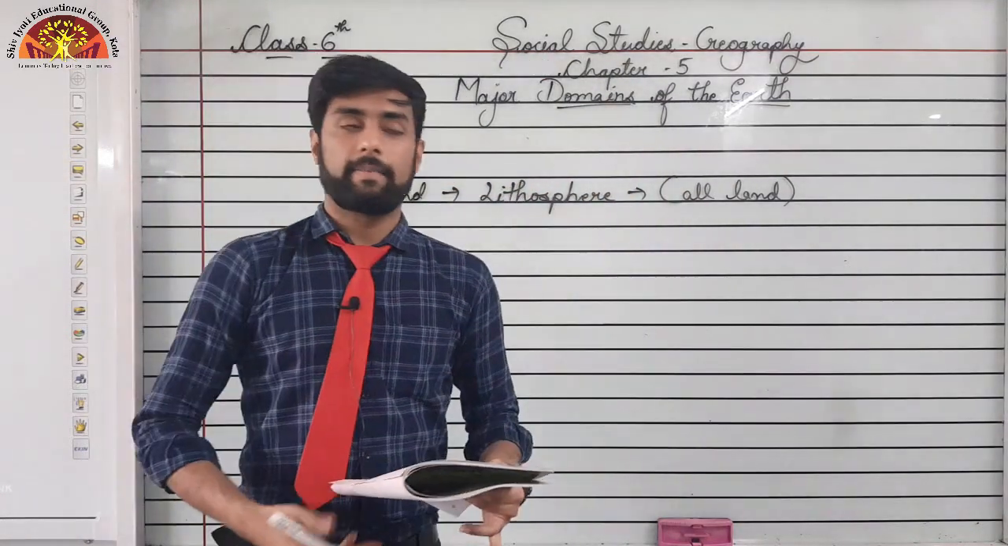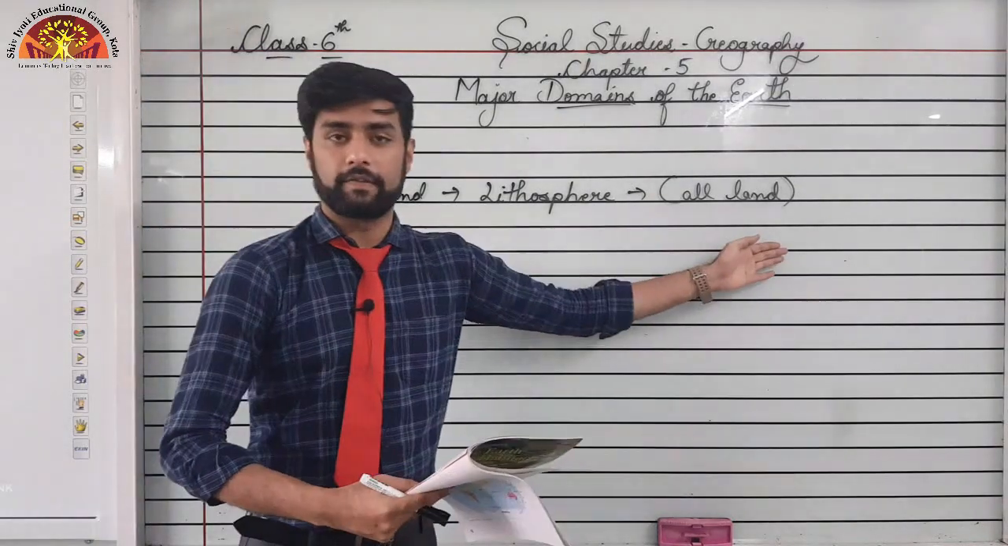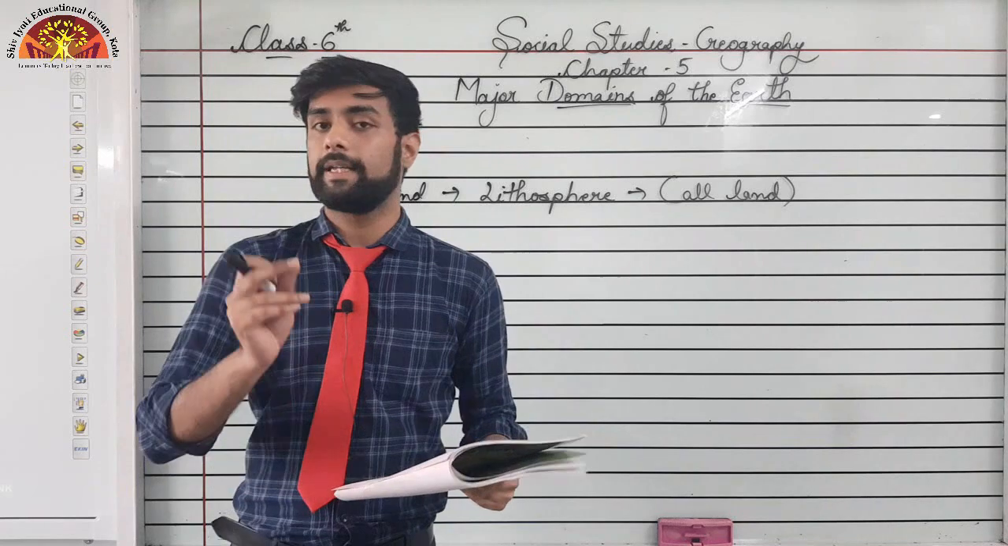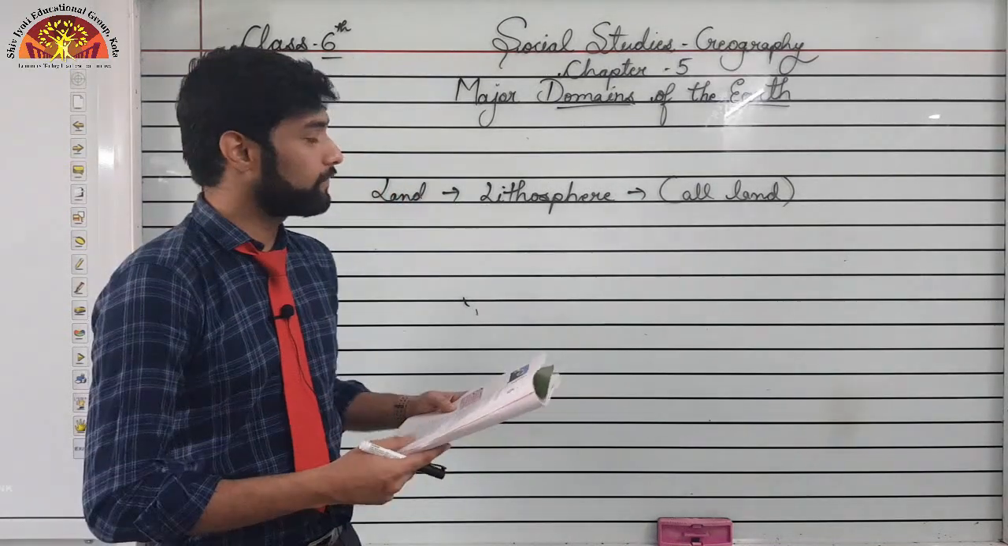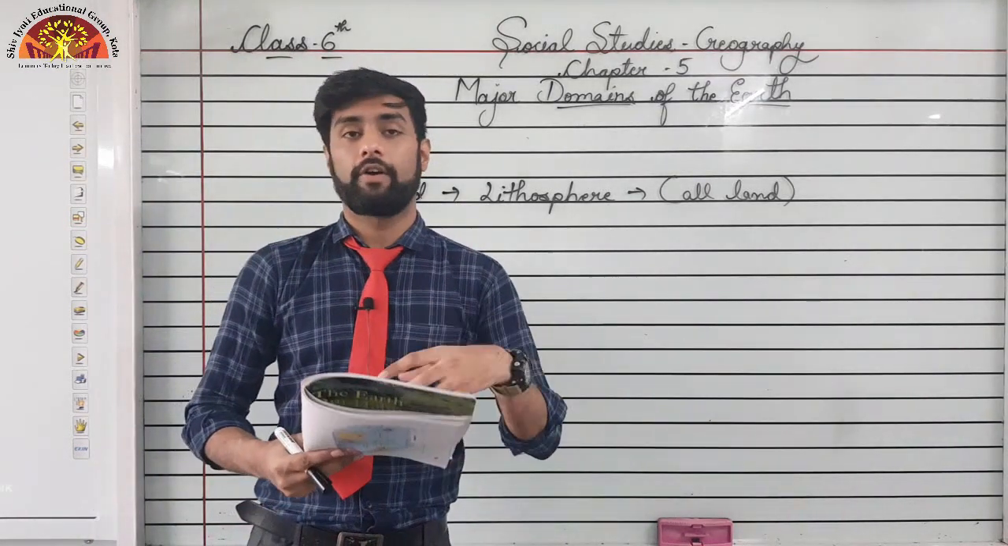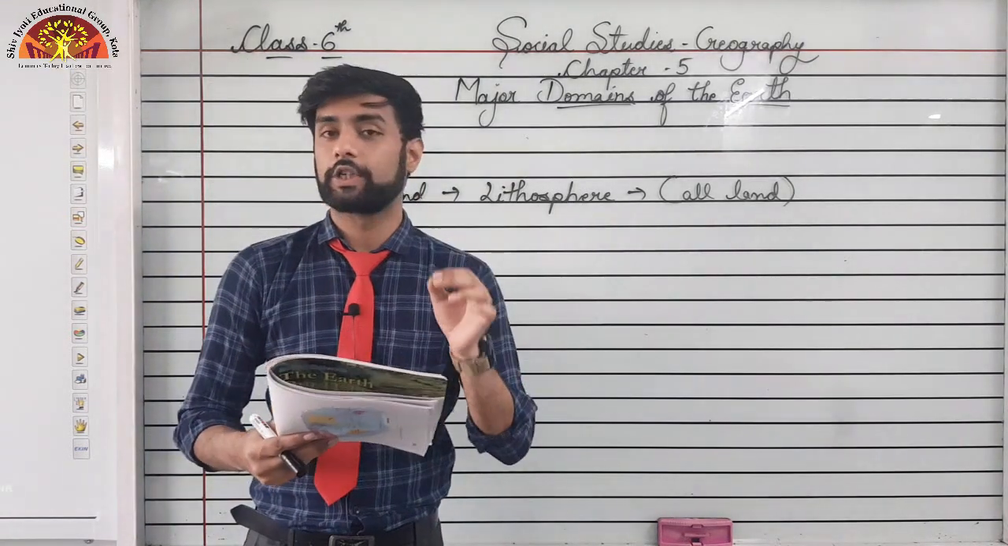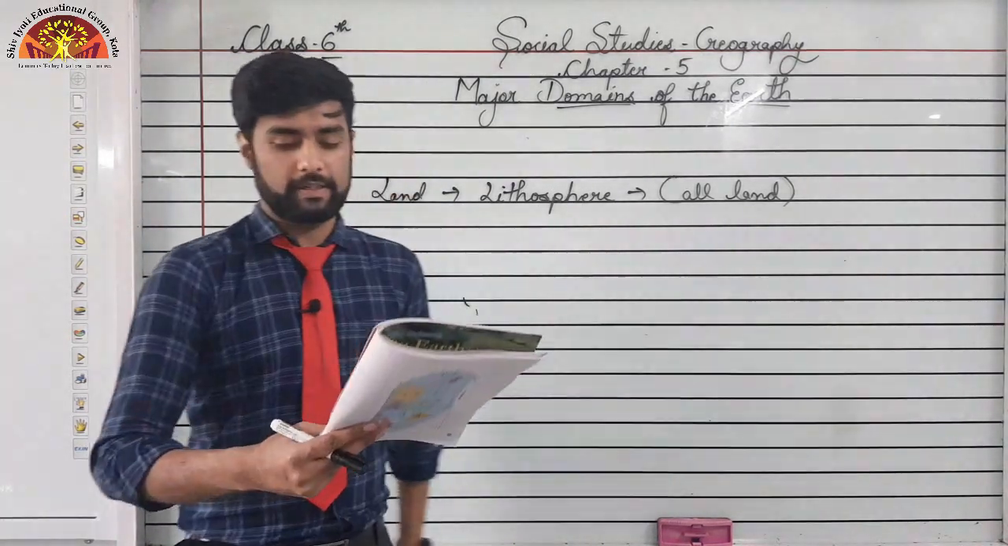Now, let's learn about lithosphere, that is the land part of the earth. Now, the solid portion of the earth is called the lithosphere. Please underline this line as well. What is lithosphere? If you are asked to define lithosphere, you will just simply say the solid portion of the earth is called the lithosphere.